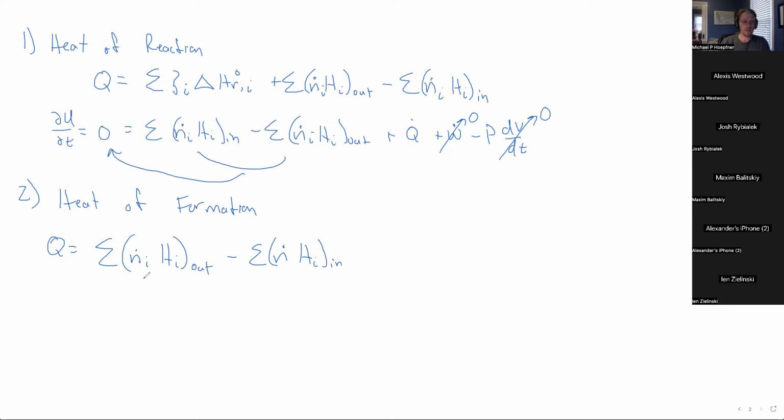So the only difference is that for a chemical reaction, the delta H of reaction naught, remember this means at the standard state, so 25 degrees C and 1 atmosphere pressure, is the stoichiometric coefficients multiplied by the heats of formation for each of the individual species.